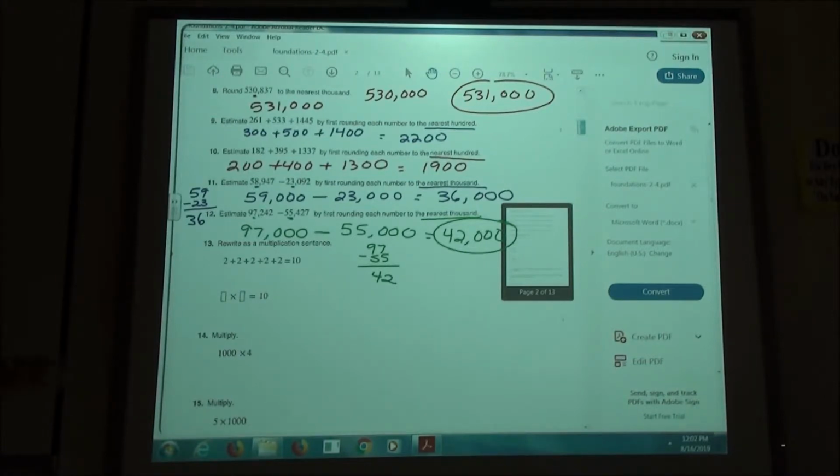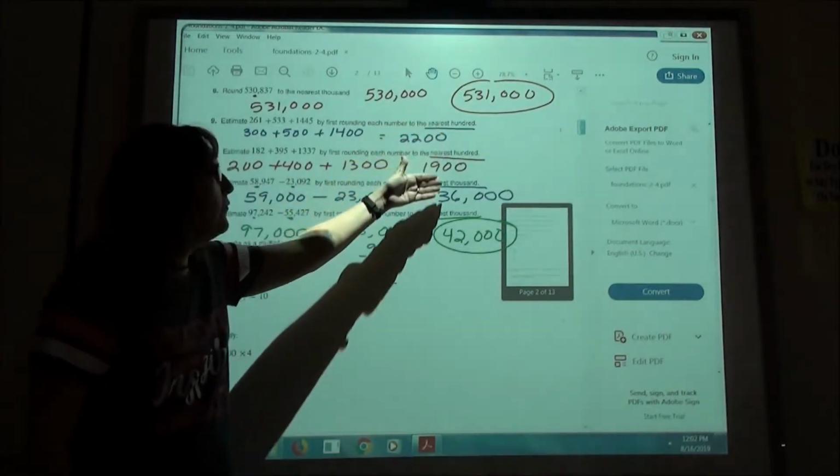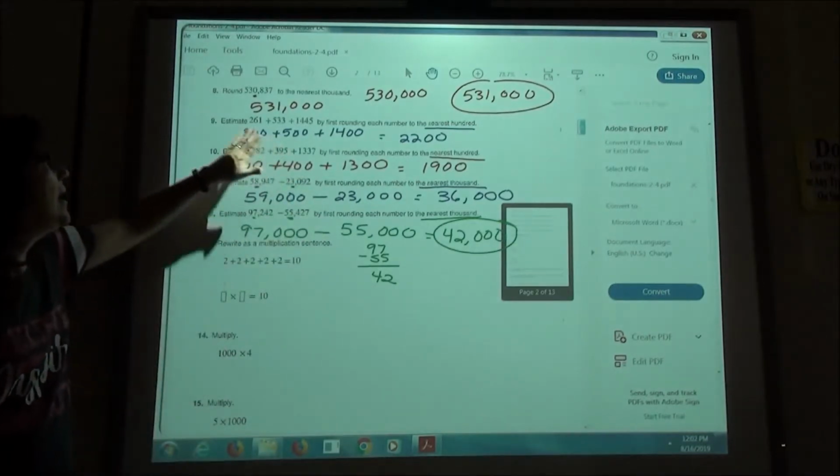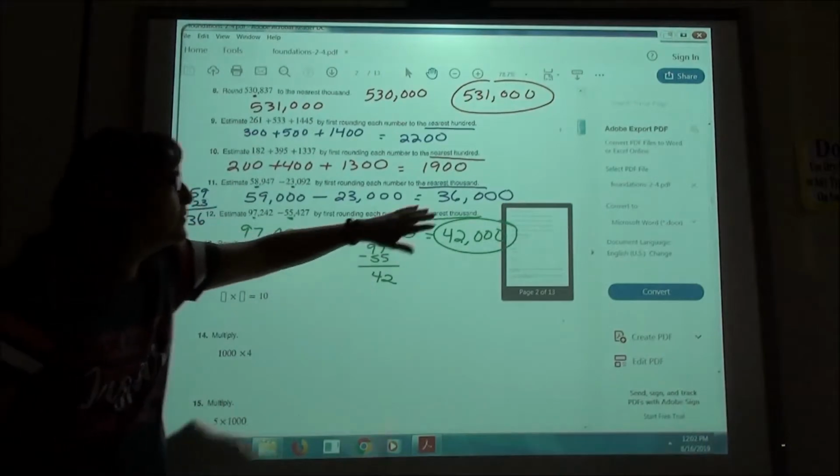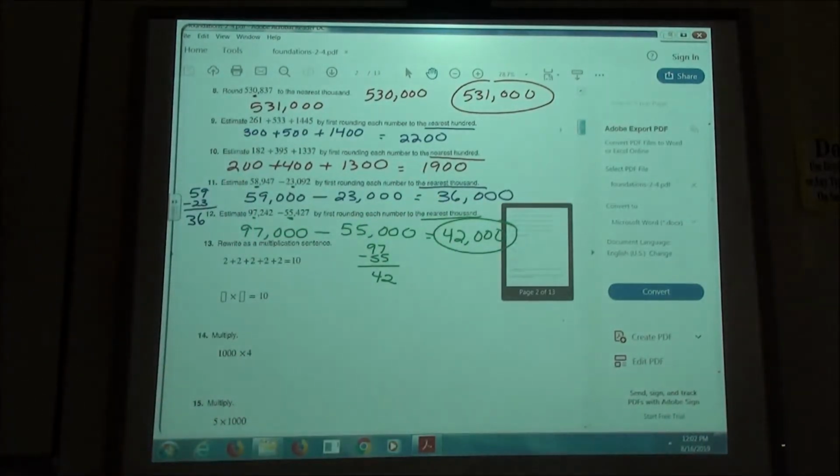So when they have you estimate, you're going to round all your numbers off to whichever place value and then add those front numbers together, and then hundreds, of course, have 2 zeros, thousands have 3 zeros, and so forth and so on, and then you can estimate.